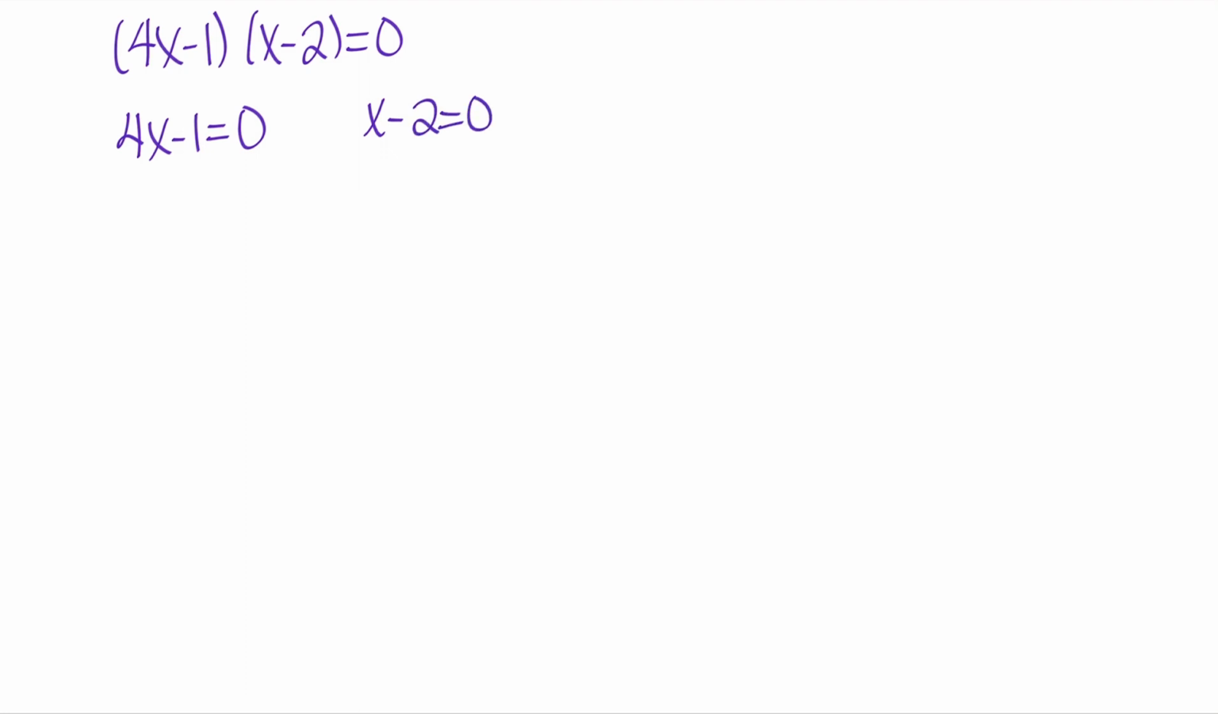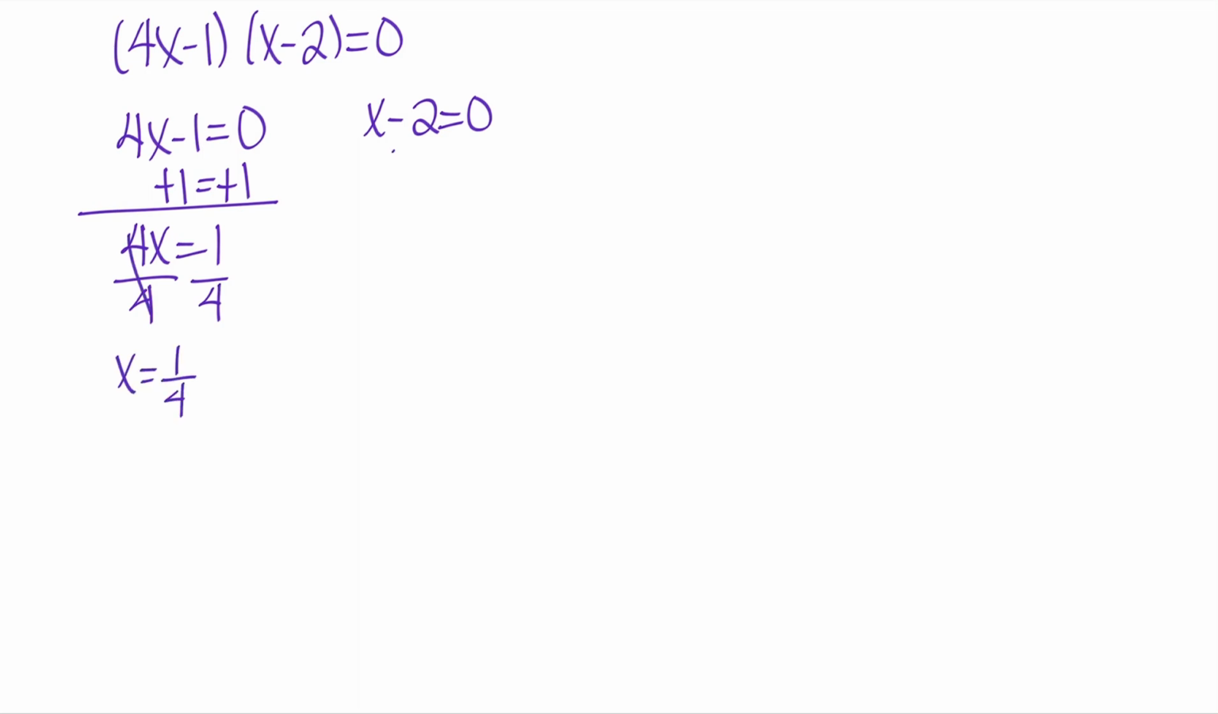So now I need to solve this, right? I have 4x minus 1 times x minus 2 equals 0. So I'm going to set each factor equal to 0: 4x minus 1 equals 0 and x minus 2 equals 0. If 4x minus 1 equals 0, I'm going to add 1 to both sides, giving me 4x equals 1. Divide both sides by 4, which gives me x equals 1/4.